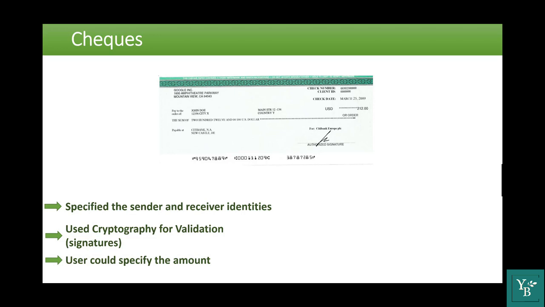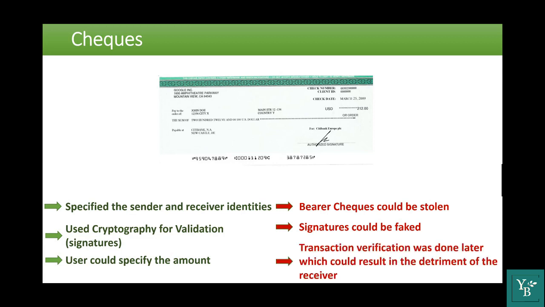However, the flaws associated with the system were that there was a form of check called the bearer check, and whoever bore that check could actually exchange it for the amount specified. This reduced the security aspect of the check. Second, the form of cryptography being used was too basic, the signature, and eventually they could be easily faked. And finally, the biggest flaw with the check system was the transaction verification time. The verification was done much later.